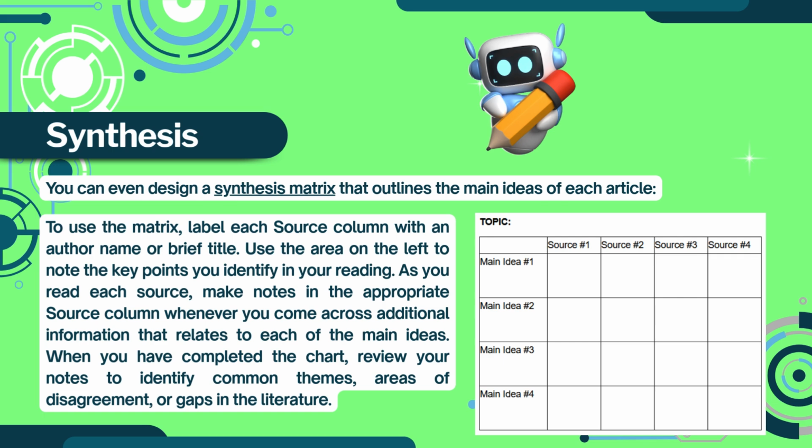You can even design a synthesis matrix that outlines the main ideas of each article. To use the matrix, label each source column with an author name or brief title. Use the area on the left to note the key points you identify in your reading. As you read each source, make notes in the appropriate source column whenever you come across additional information that relates to each of the main ideas. When you have completed the chart, review your notes to identify common themes, areas of disagreement, or gaps in the literature.